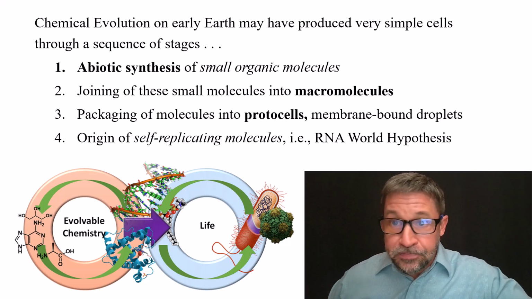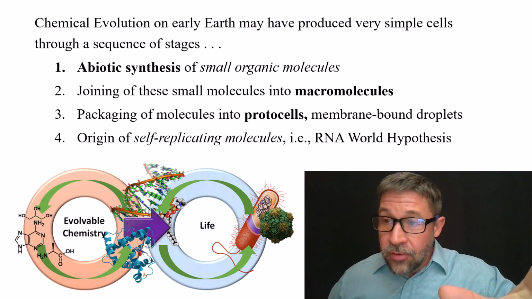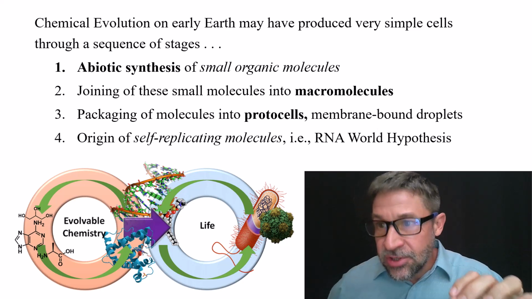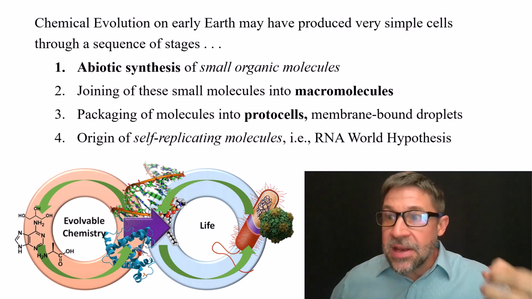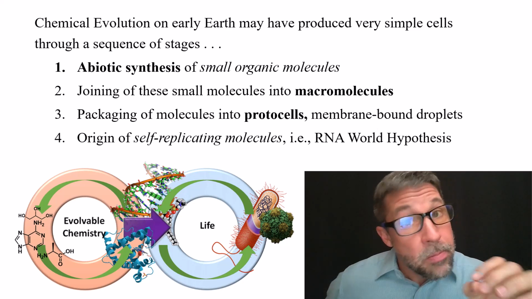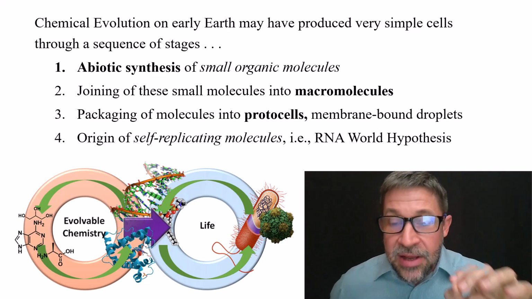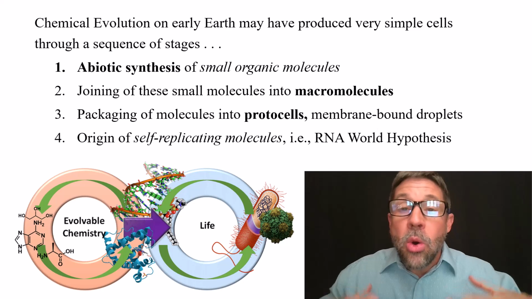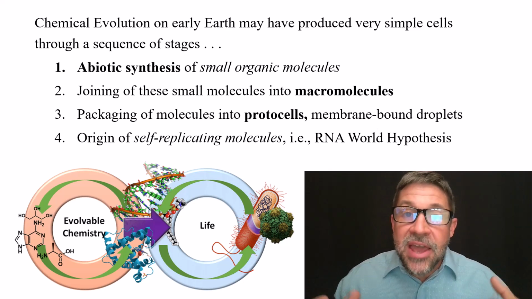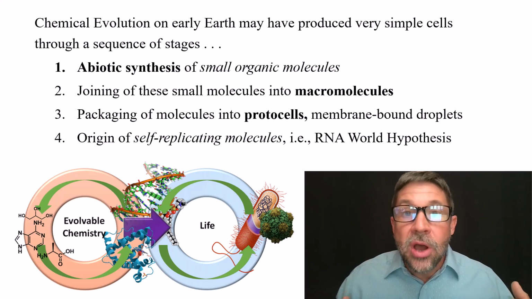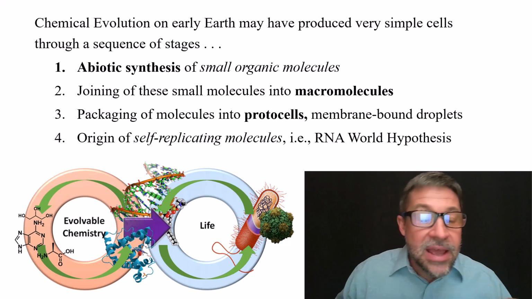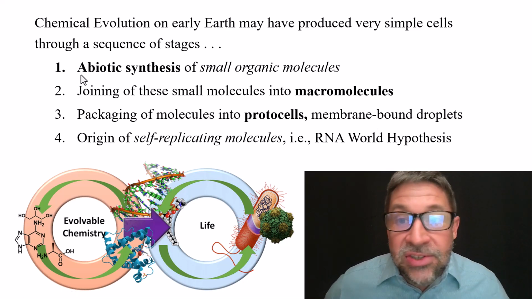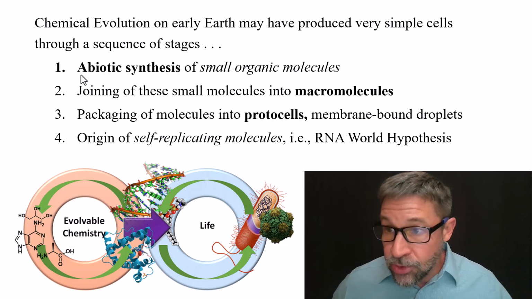The process of chemical evolution that may have produced the very earliest and simplest of cells likely proceeded in a sequence of stages, many of which can be replicated in the lab. In the first step, small organic molecules, that is to say, carbon-based molecules, are synthesized or created abiotically, meaning they form in the absence of life, without life forms producing them.